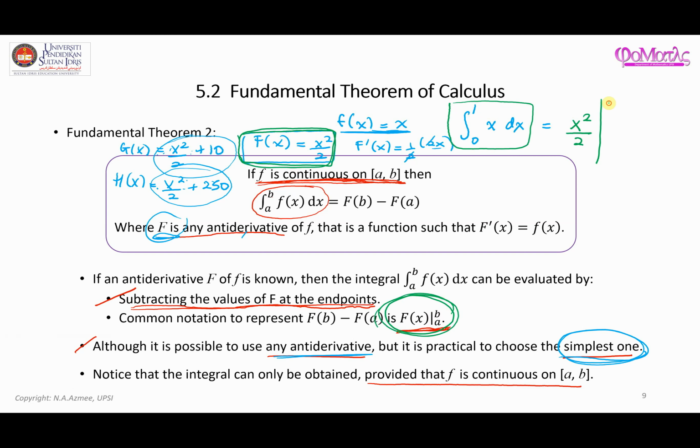Evaluated at point b, 1 and 0. So this process actually means that you are going to subtract the values of F at the endpoints. So this is the process represented by this notation. So I will just go on and substitute 1 into this function. That will be 1 over 2 minus 0 over 2. So you will get 1 over 2.